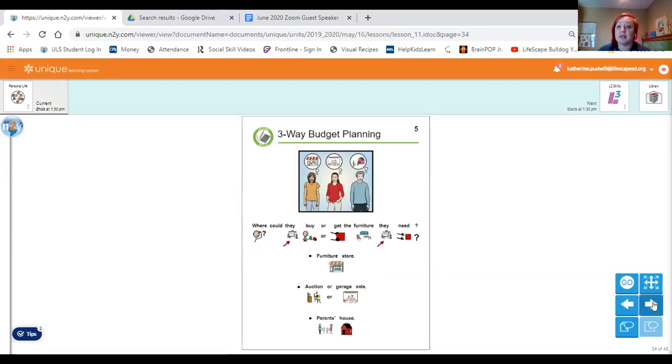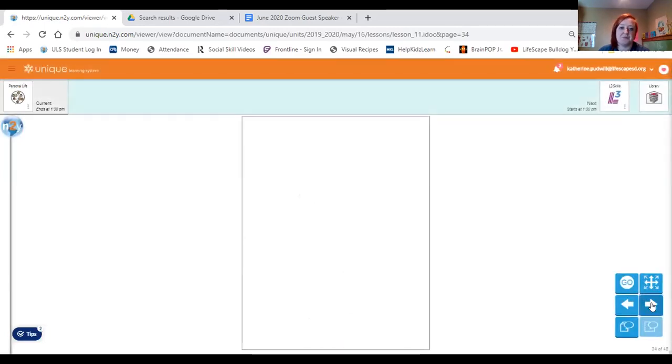Where could they buy or get the furniture they need? These guys talk, remember yesterday they talked about the different places they could go. They could go to the furniture store, or they could go to Walmart or a grocery store. They could check around a lot of different places, a discount store or Best Buy. They could also check at a garage sale or an auction or at their parents' house.